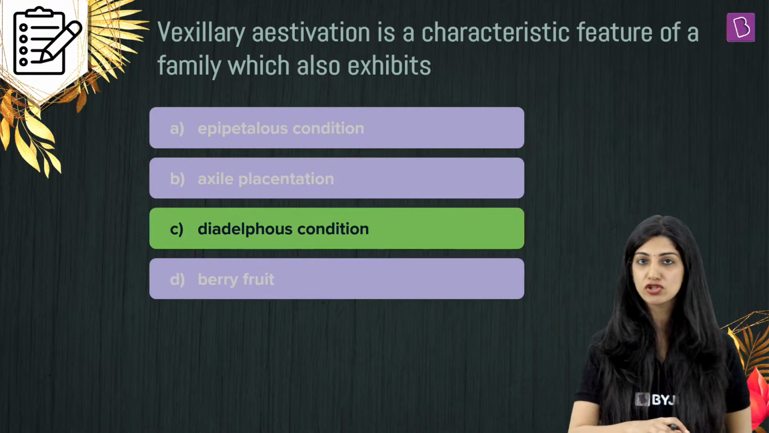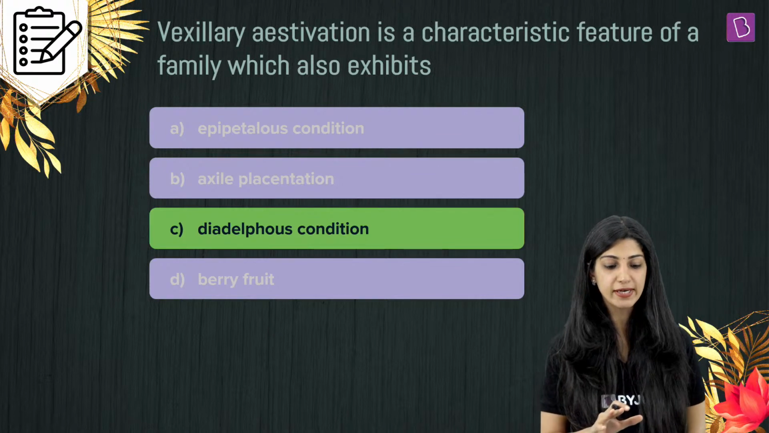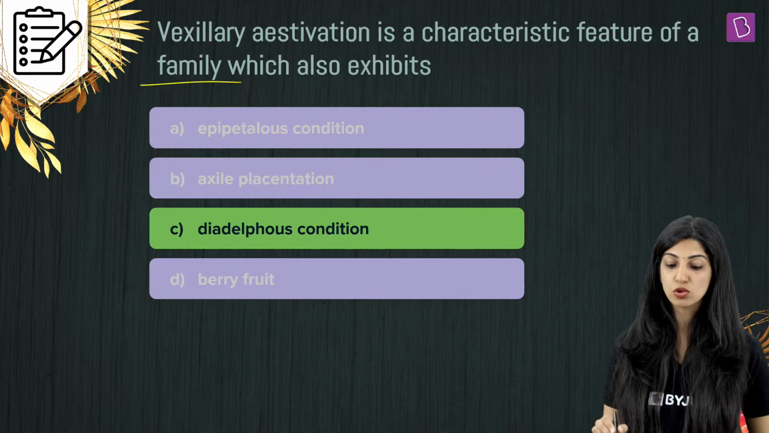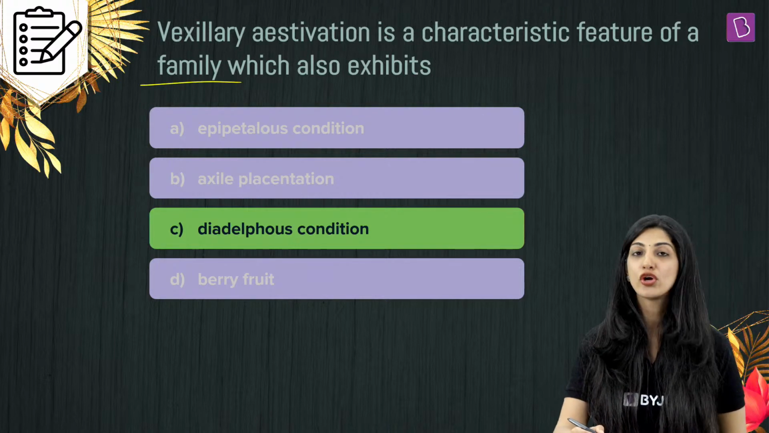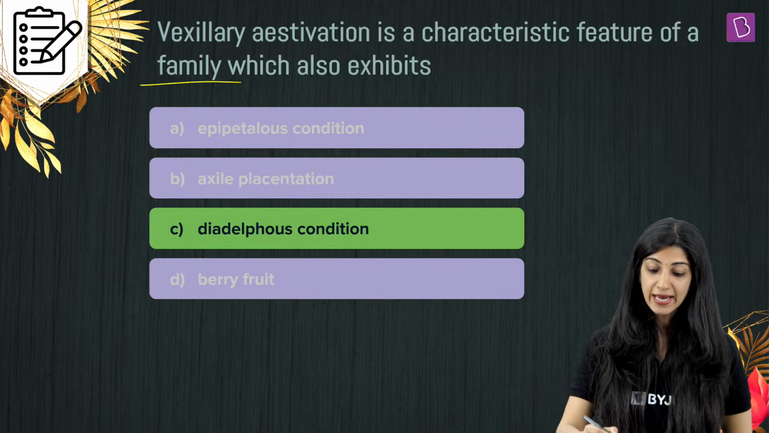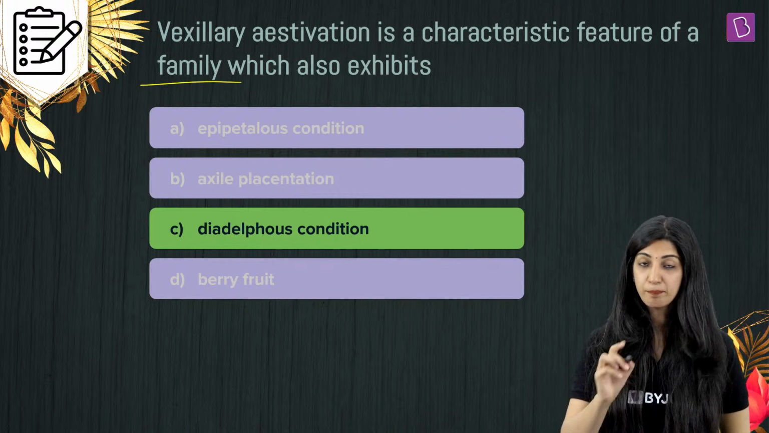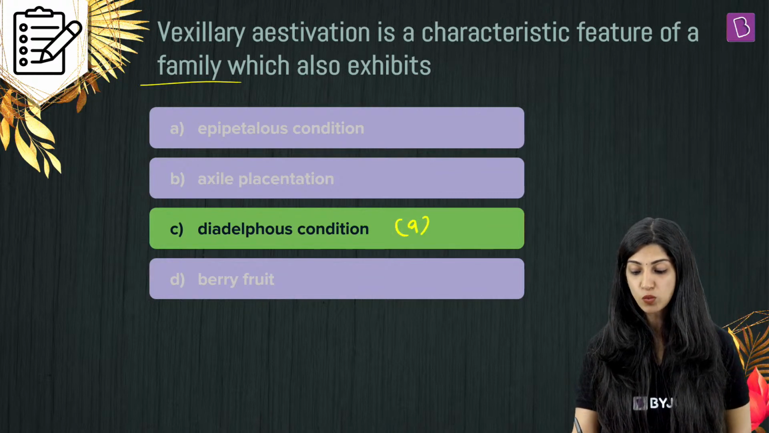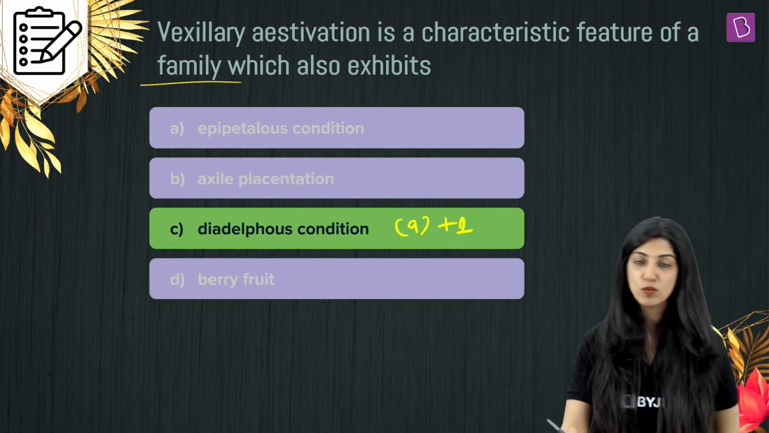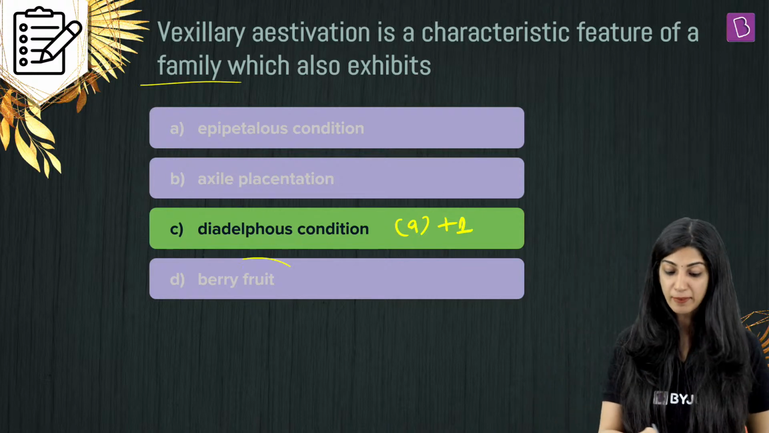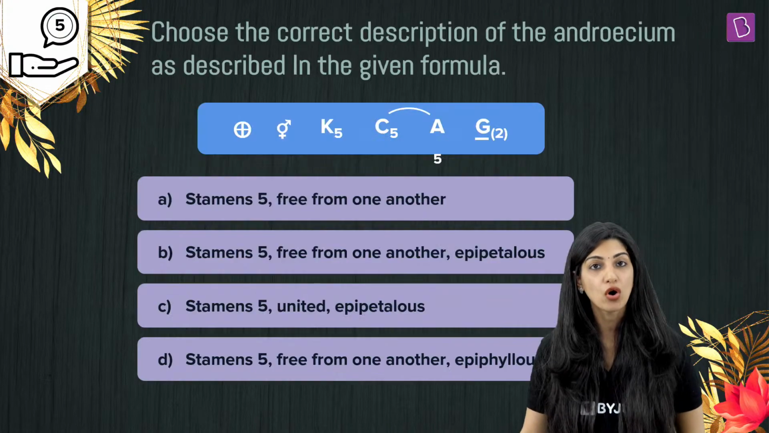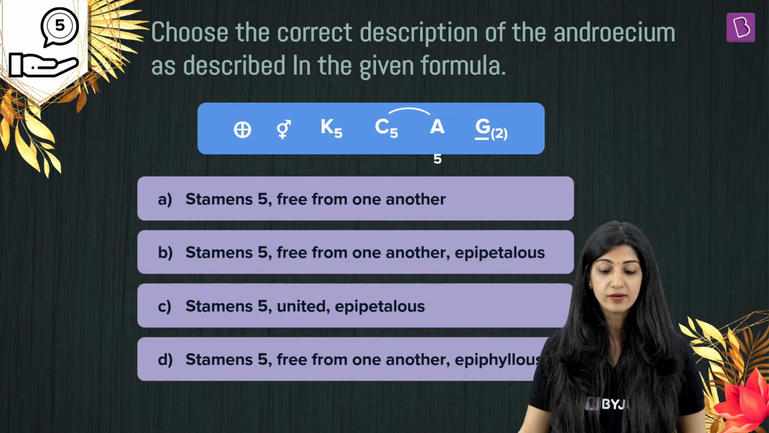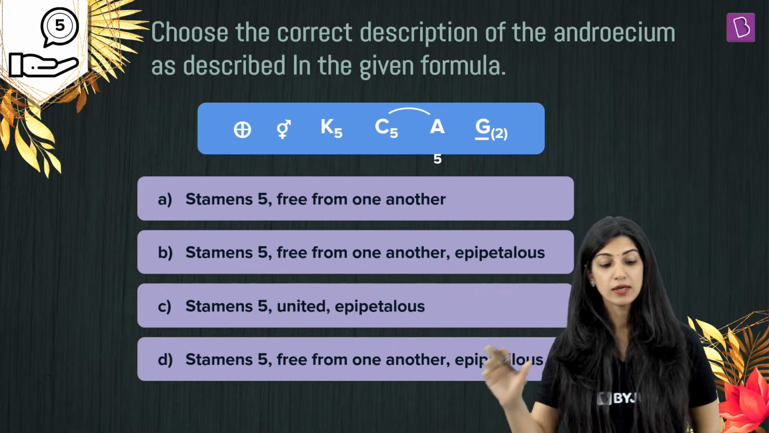Let's come back to our question. We have discussed some 4 concepts right now. Vexillary estivation is a feature of a family which also exhibits epipetalous condition. No. We saw that in Solanaceae. Axile placentation. No. In pea we saw marginal placentation. What is diadelphous condition? 9+1 arrangement. We saw the 9+1 arrangement. So that is your answer. Berry fruit is also wrong. It's a dry fruit. Okay? It's a legume.